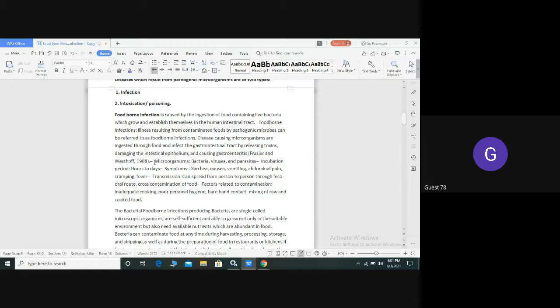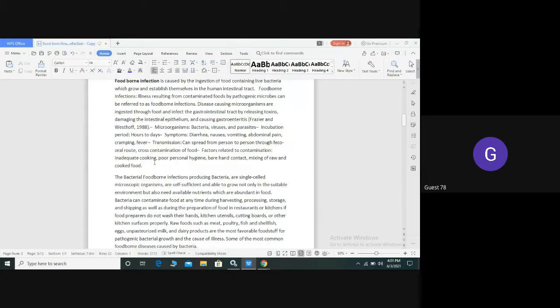Now we are going to discuss the factors related to contamination. Inadequate cooking: when we incompletely cook food and consume it, it produces illness. Poor personal hygiene is a common cause. Bad handling, contacts, mixing of raw and cooked food, etc. Before eating, the food can be heated, and heating destroys the microbes.